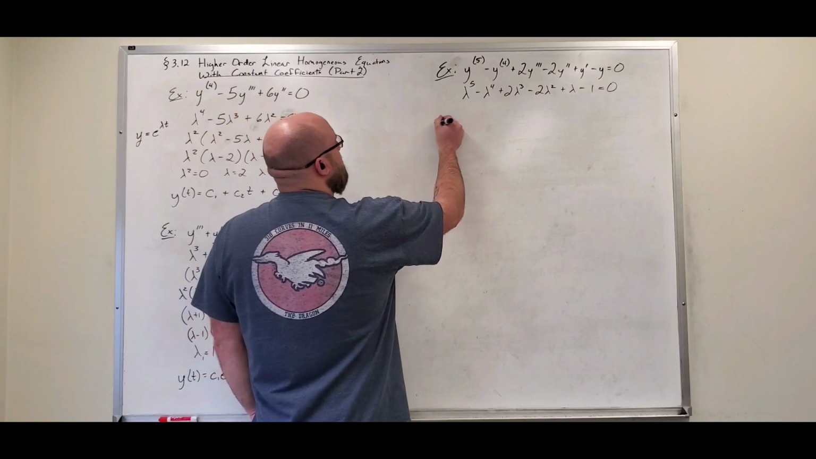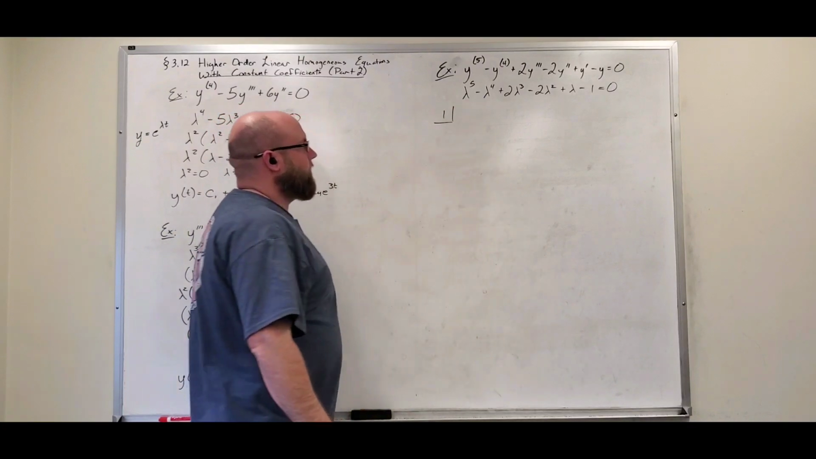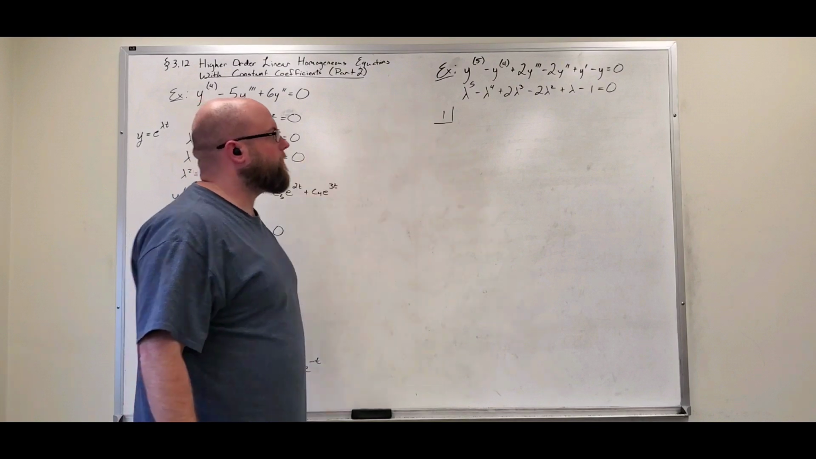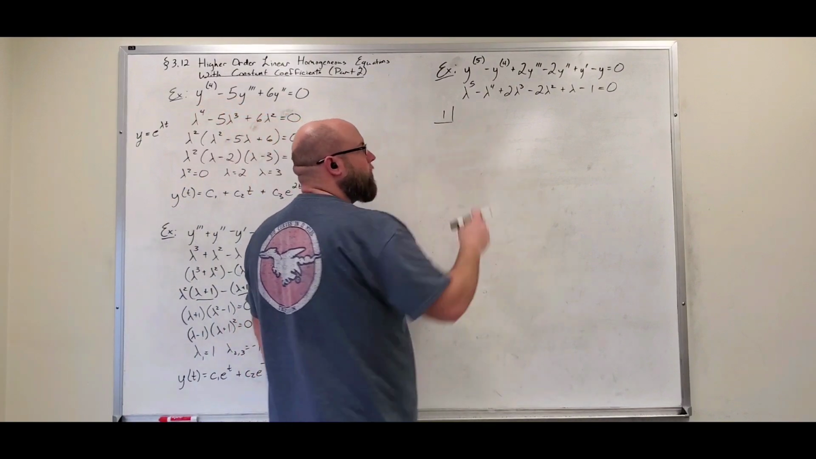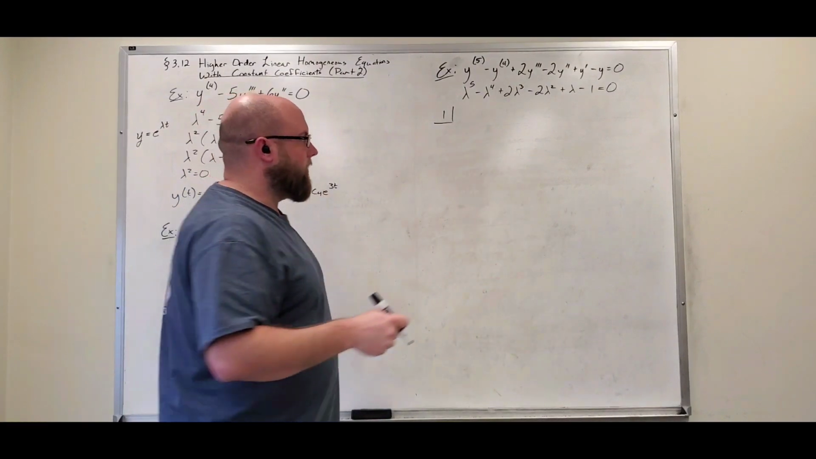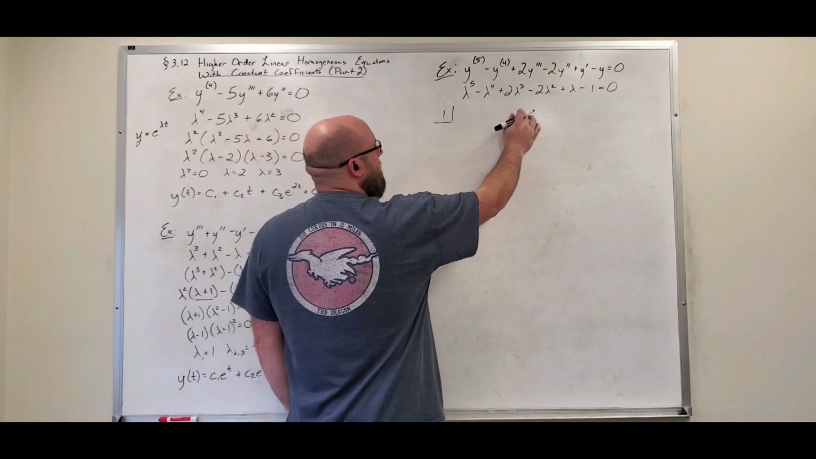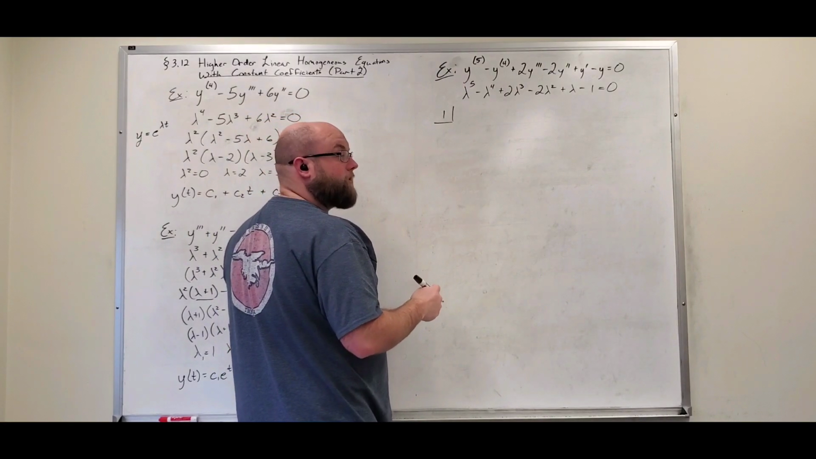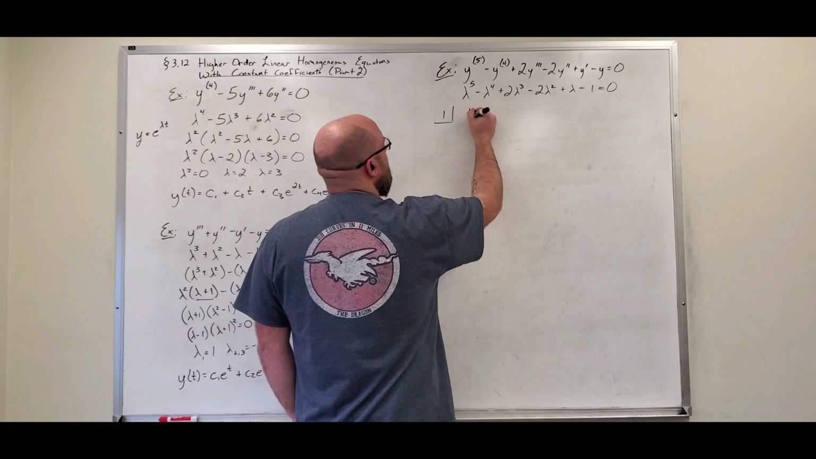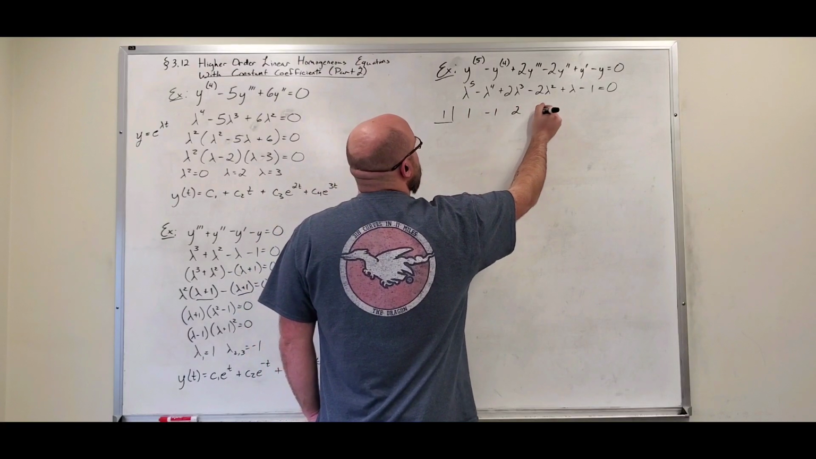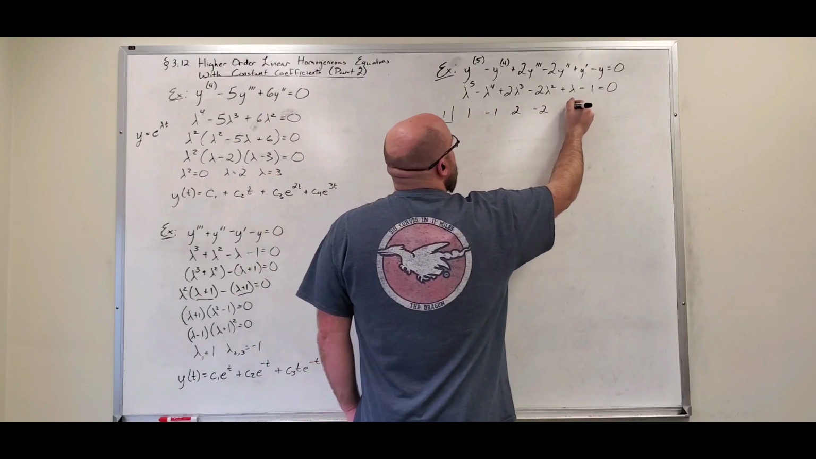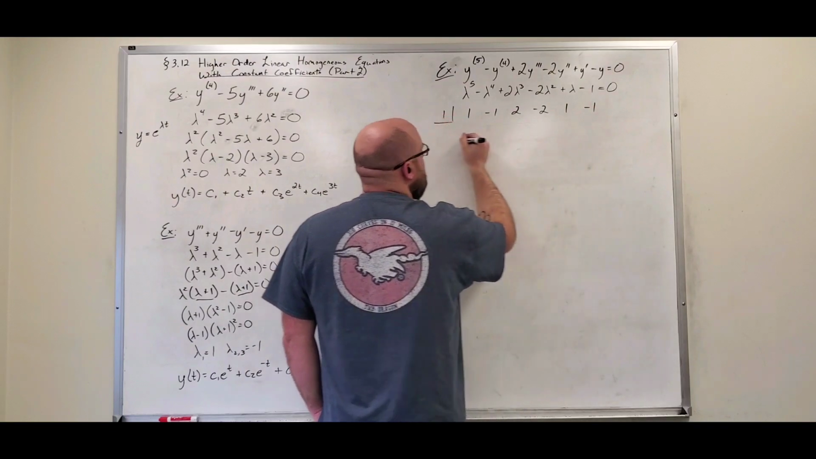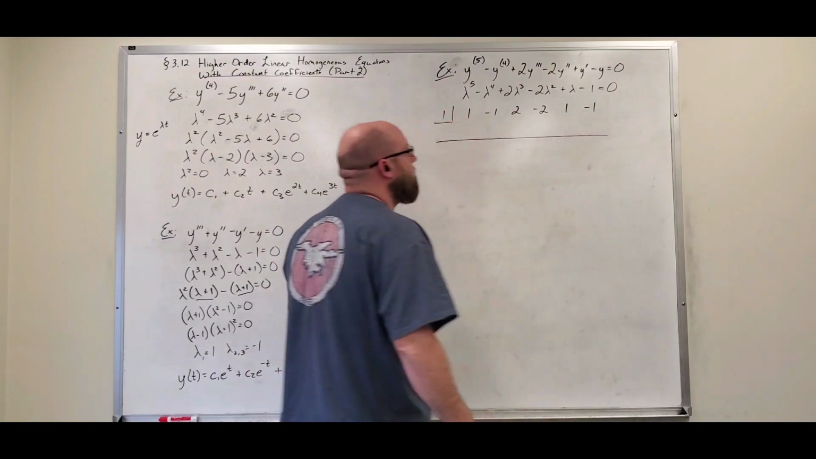All right, so remembering synthetic division, I'm going to put my root of 1 in here. That means that would be a factor of lambda minus 1 in that case. And then you write out the coefficients in front of each of these values. So 1, minus 1, positive 2, minus 2, positive 1, negative 1. All right.